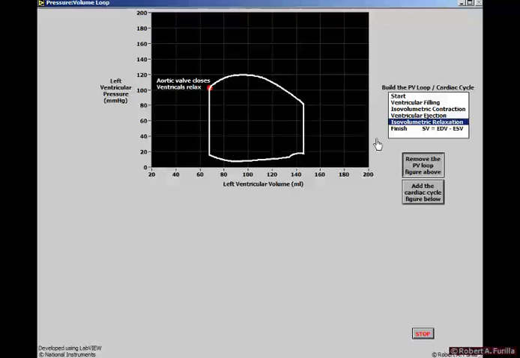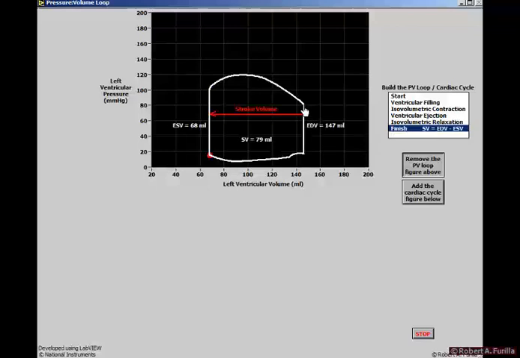in this fashion. Now, the stroke volume is the difference between end diastolic volume, the blood in the heart just before contraction begins, and the blood left in the heart, the end systolic volume, sometimes called residual volume. The difference between those two is the stroke volume, in this case 79 milliliters.